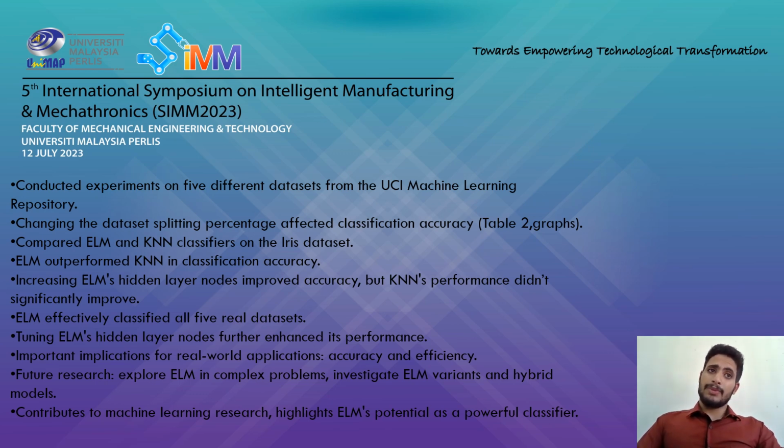One more important thing: increasing the ELM hidden layer nodes improves the accuracy, but the KNN performance didn't improve significantly, which means increasing the hidden layer nodes improves the accuracy of ELM. But one more important thing, as we saw in the graph, is that a very high number of nodes in the hidden layer can decrease the accuracy, I mean the testing accuracy and the training accuracy.